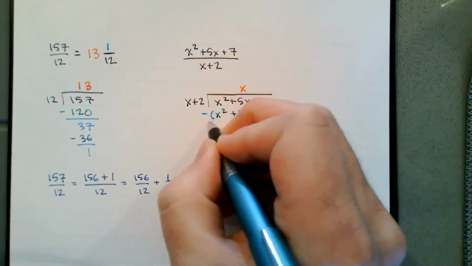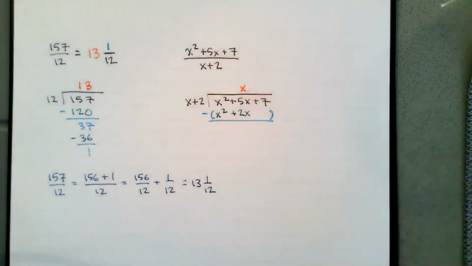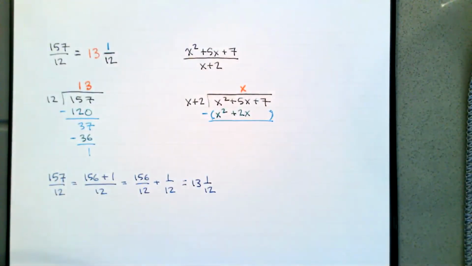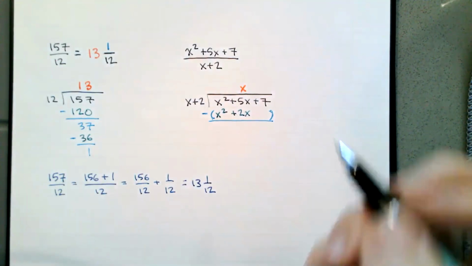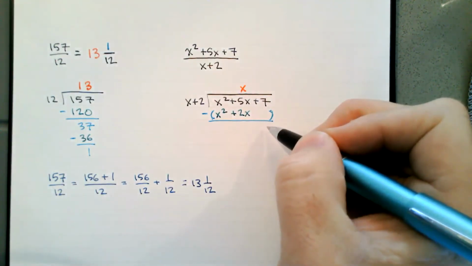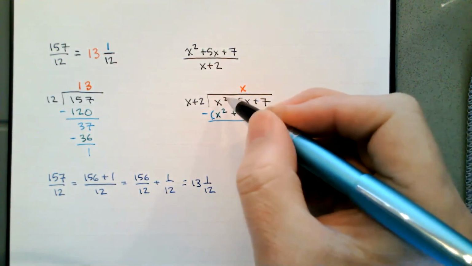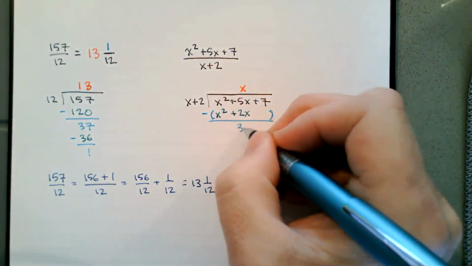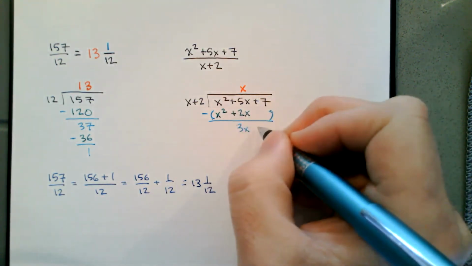I don't like this bring down step. It's weird. I don't see a bring down number on my calculator because it's not an operation. You're subtracting 120 from 157. That's why the 7 just falls down, because we're subtracting 0. The 7 just falls down because we're subtracting nothing from it. X squared minus x squared is 0. 5x minus 2x is 3x. 7 minus 0 is 7.